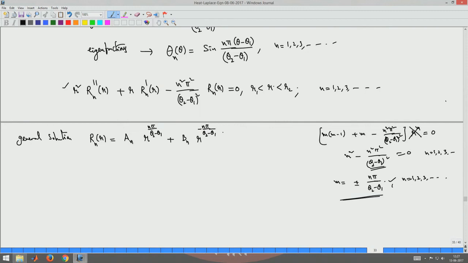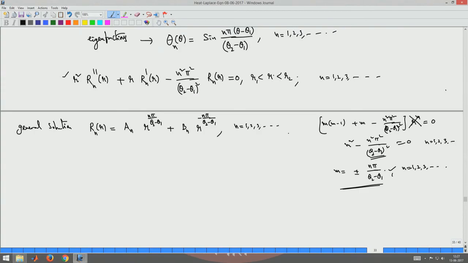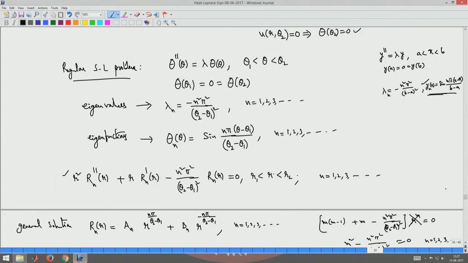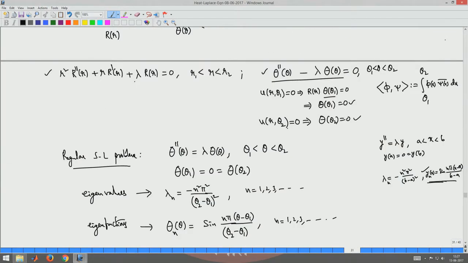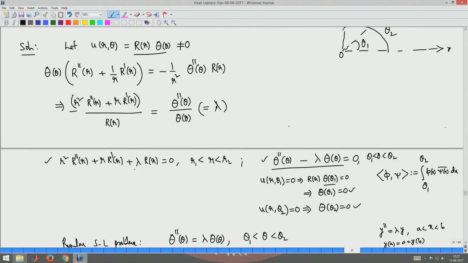So, this is the general solution of this equation, okay. This is true for every n. So, what did you get with this solution? Now I know R_n of r and Theta_n of theta, so you can make a product and write your solution.